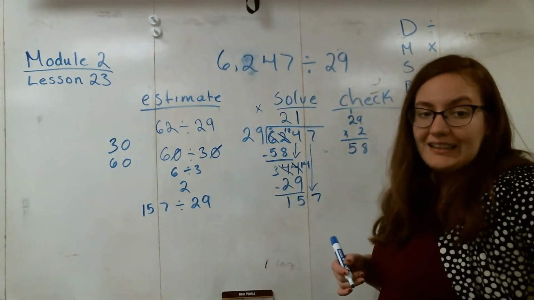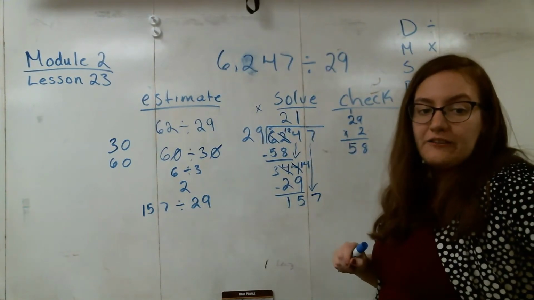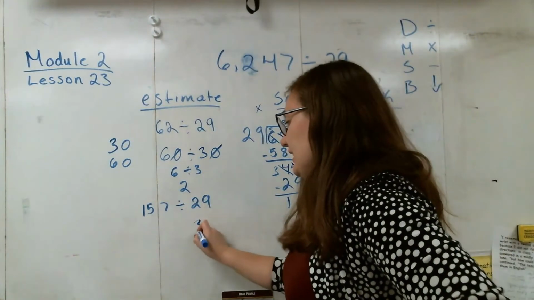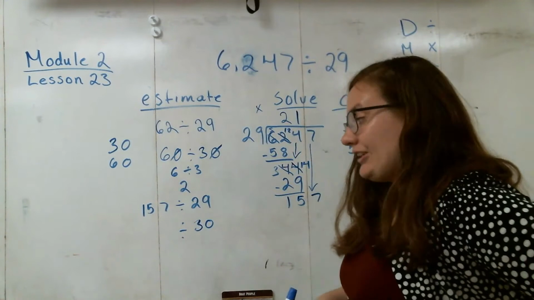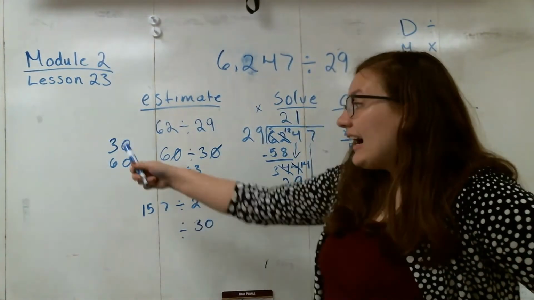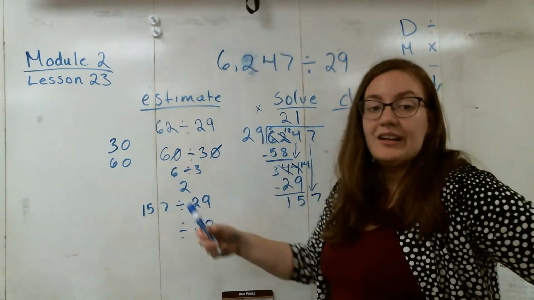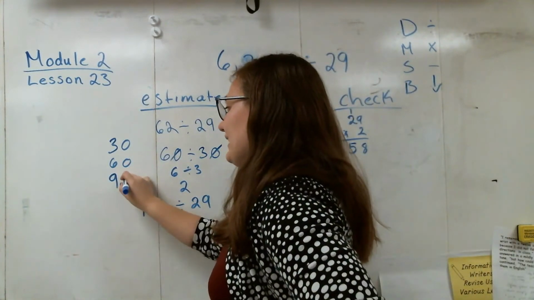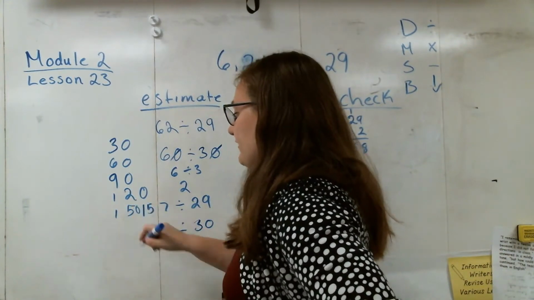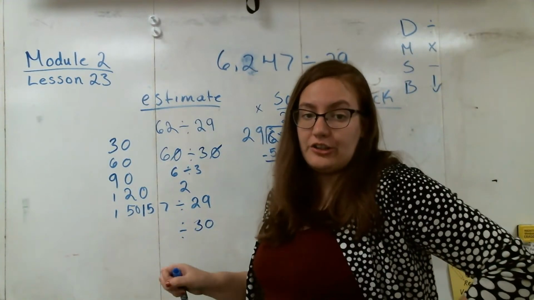To do that, I can use my estimate step to at least get me a starting point to finish off our problem. Remember, I can round 29 to 30. Then I'm going to think about what multiple of 30 is really close to 157. I already started my multiples of 30 over here, so I'm going to continue that. We have 30, 60, next is 90, 120, and 150. What I notice right here is that 150 is really close to 157.